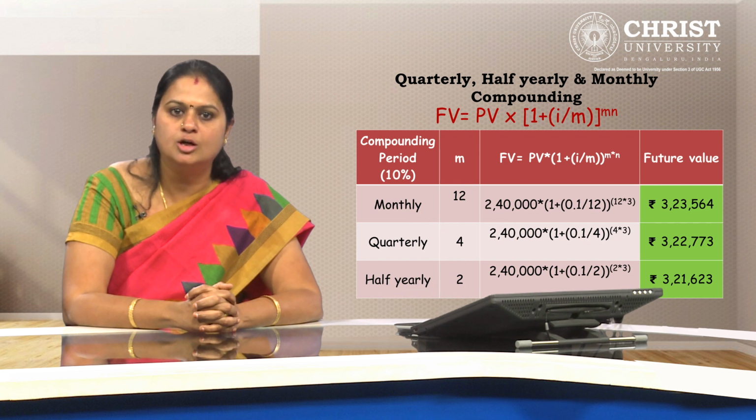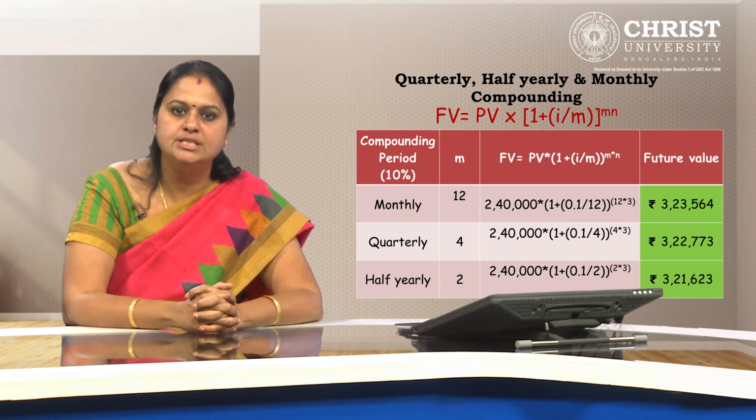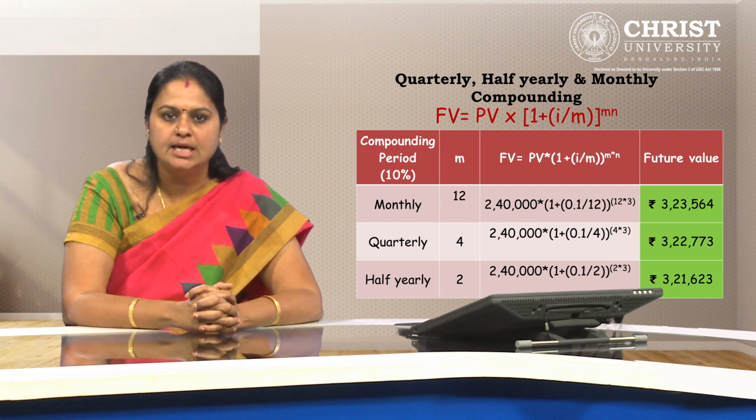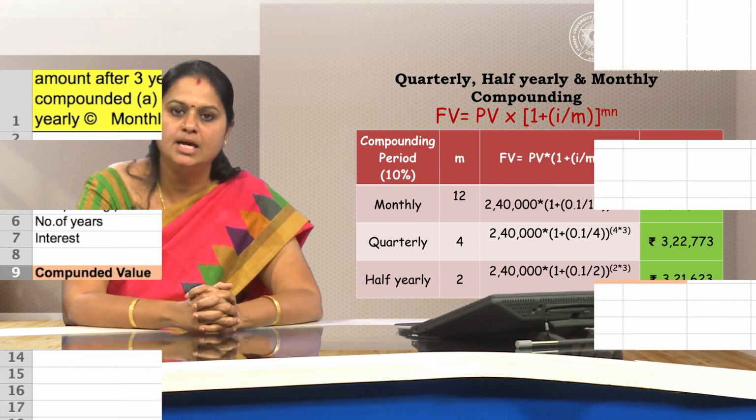We see that the compounded value for the previous example would be 3,23,564 for monthly, 3,22,773 for quarterly and 3,21,623 rupees for half yearly. We will now see how it can be done in Excel. All the information remains the same except that we have another variable m.